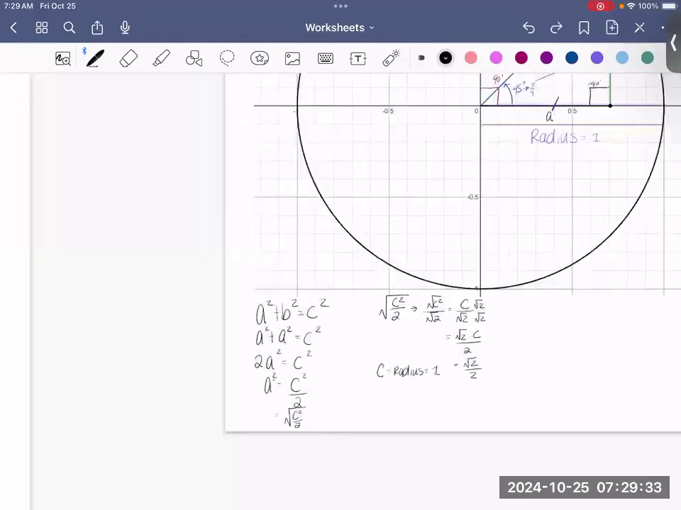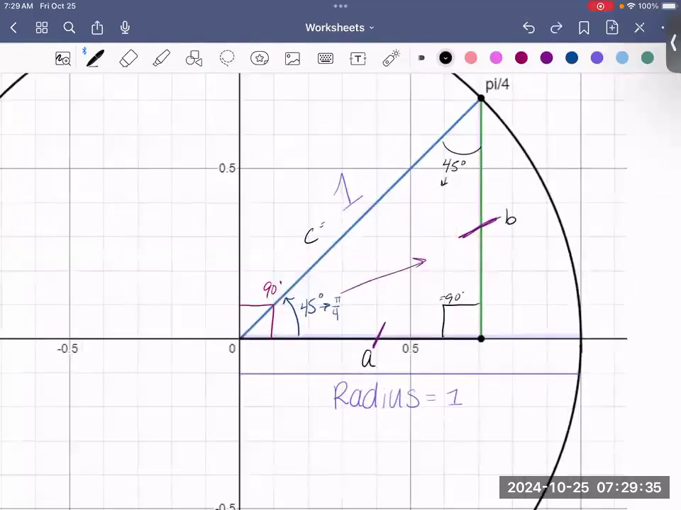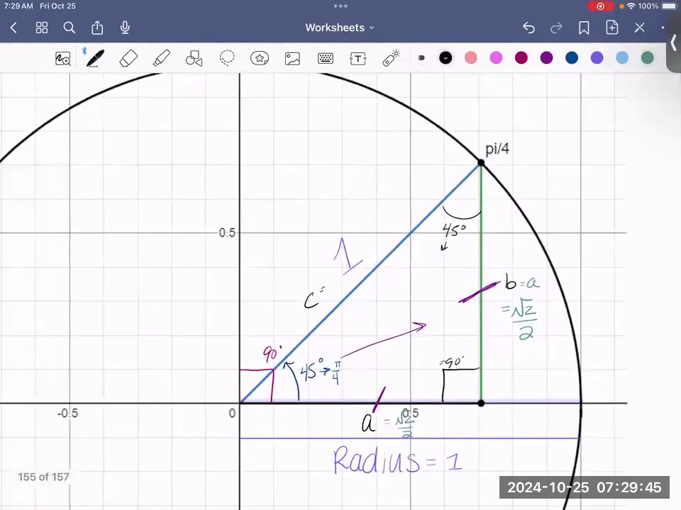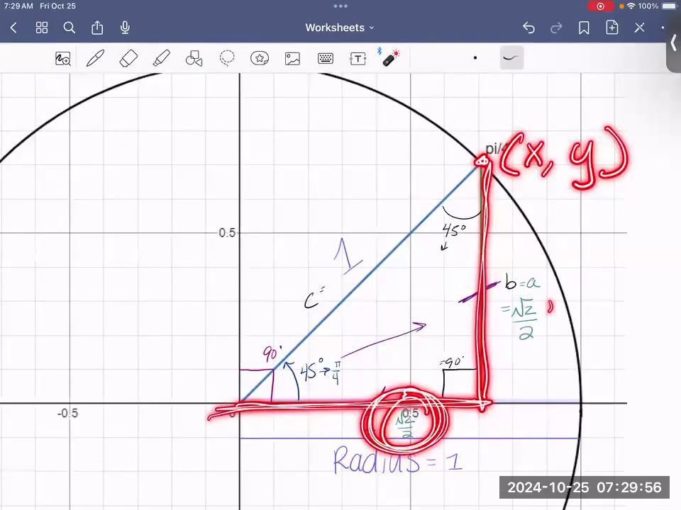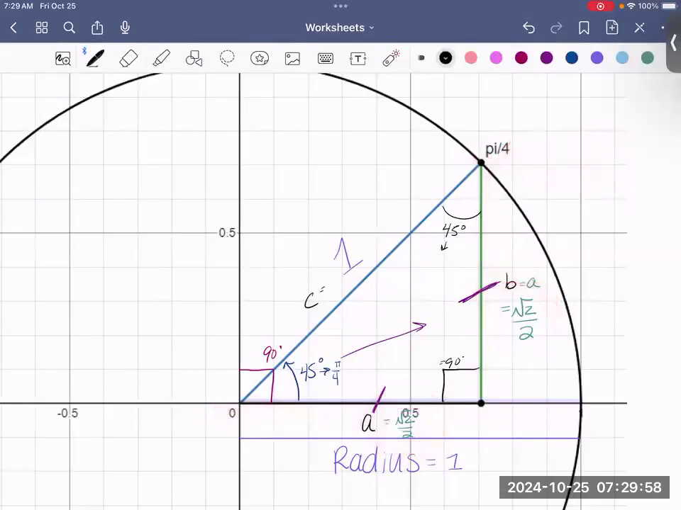So if that is what your A value is here, so if this is A, root 2 over 2, and B is also equal to A, so it's also equal to root 2 over 2, that just means the coordinate right here, right? Your coordinate is just x comma y. Well, your x value is really your A, root 2 over 2, and your y value as well is root 2 over 2. So we have the coordinate as such.